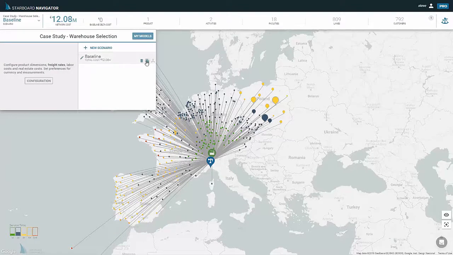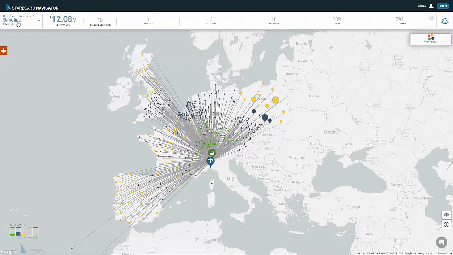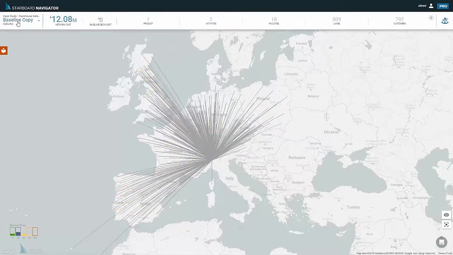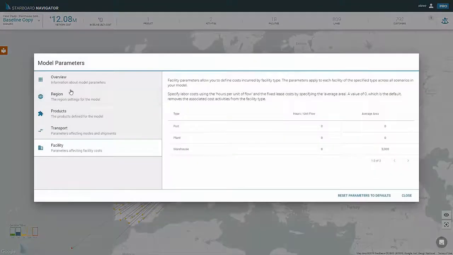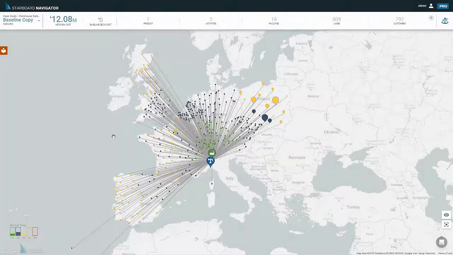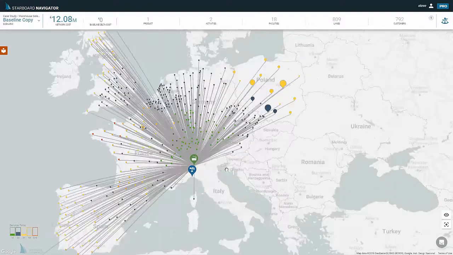So I'm going to duplicate the scenario, and I'm going to configure my warehouses so that they have essentially 5,000 square meters of space, and we're going to use the local real estate rates as the cost. I'm not going to count labor into this one because primarily I'm interested in the incremental cost of warehouses, and this will reflect both inventory as well as lease rates.